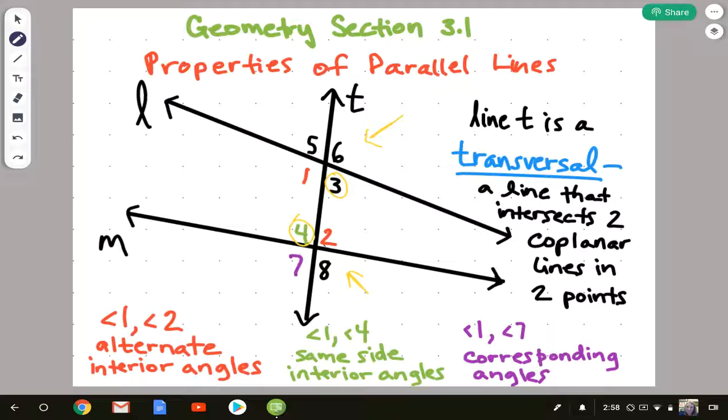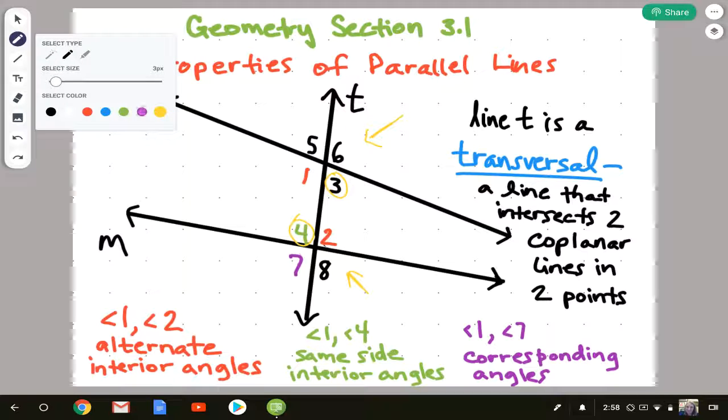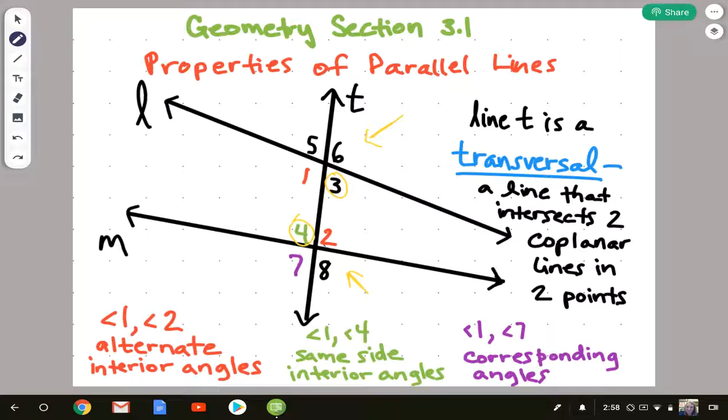Okay, angle 1 and angle 4. Angle 1 is still in red, angle 4 is in green. This time, those are called same side interior angles. They're still inside lines L and M, but this time they're on the same side of the transversal. So that's why they're called same side interior angles. What other 2 angles would be also same side interior angles? Okay, angles 3 and angle 2. Those 2 are on the same side of the transversal and they're inside lines L and M.